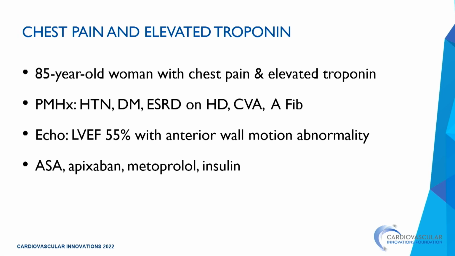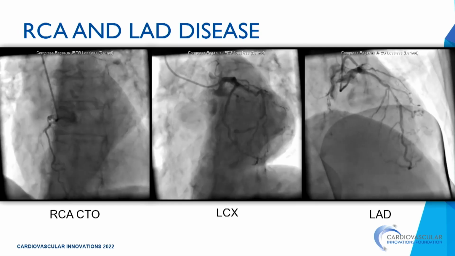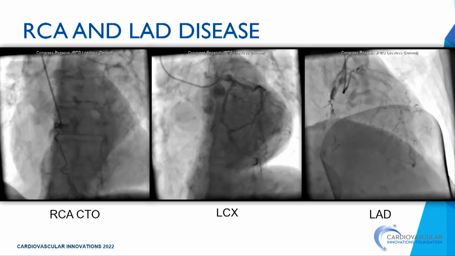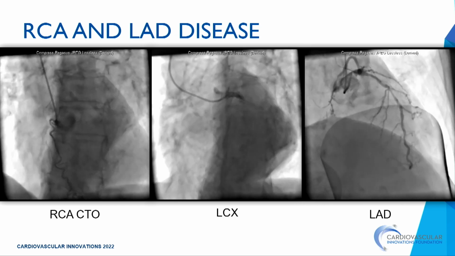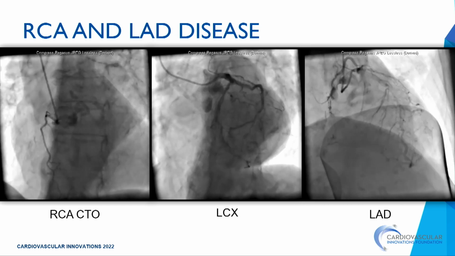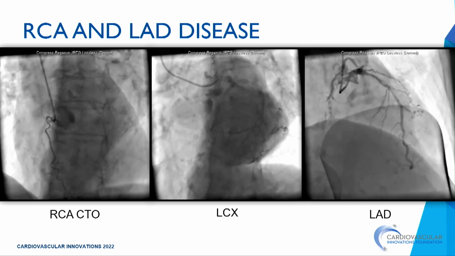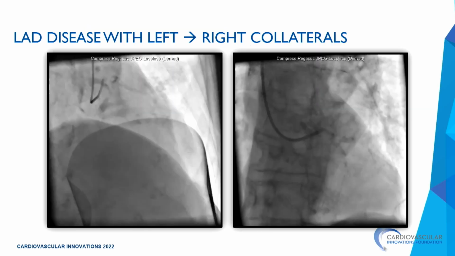Stepping it up a little bit to an 85-year-old woman with chest pain, multiple comorbidities, end-stage AFib, CVA, ejection fraction still preserved, but she has a wall motion abnormality and is on multiple medical therapy. On the right side, there is an RCA CTO that fills by collaterals coming from the LAD, so the LAD and that diag are filling into that RCA, and the circumflex also has mild disease but not very clear.